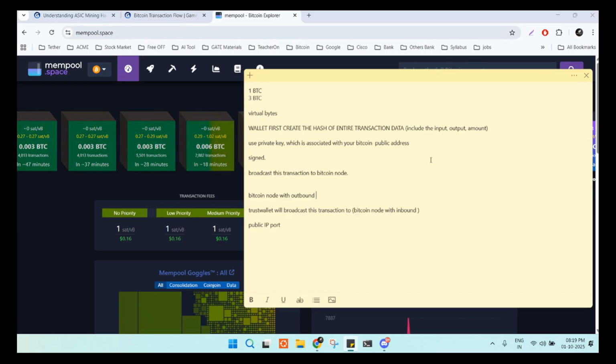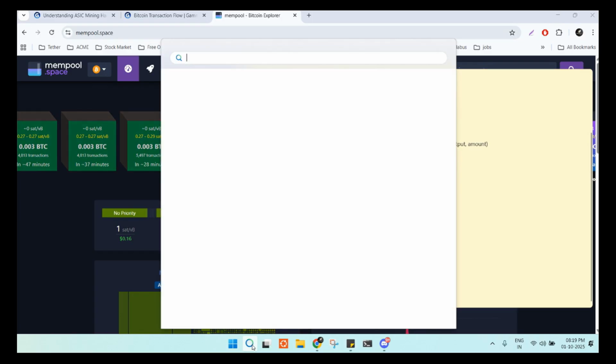So the thing is, once we start broadcasting all those transactions, and this node, let us suppose this is a Trust Wallet. I will use Paint so maybe you will get a better idea.